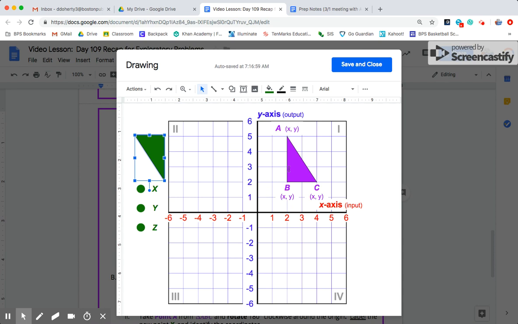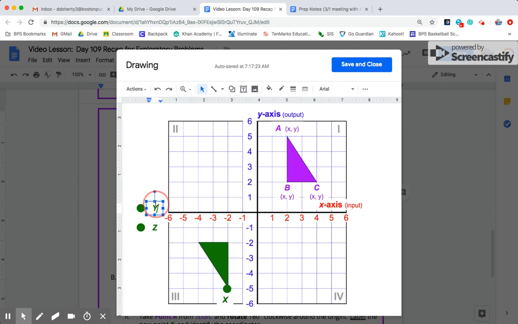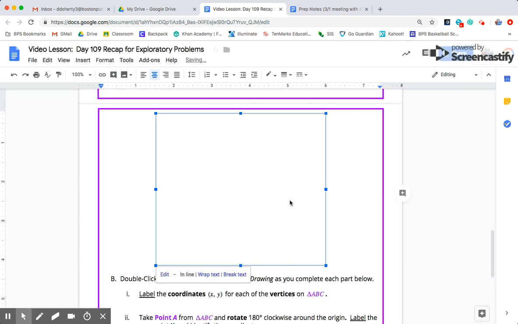A would go from 2 and 5 to -2 and -5. Remember, a 180-degree rotation spins to the opposite part of the graph. So that's where A would be located. Again, A is now becoming point X. A, B, C goes to X, Y, Z, so A will become X, B will become the point Y, and then C will become point Z. You can fill in the coordinates for the purple triangle on your own.